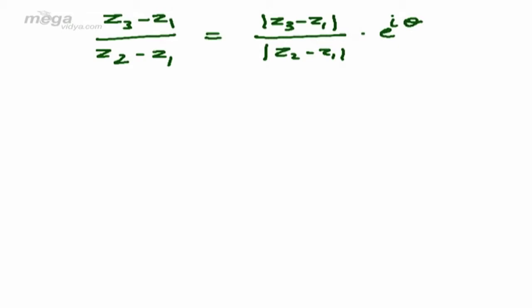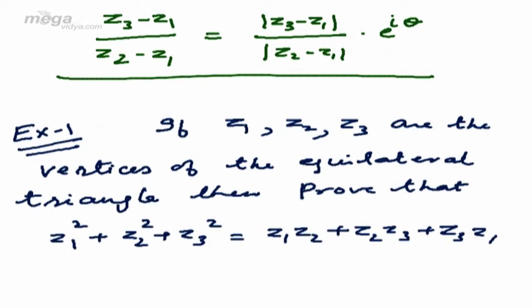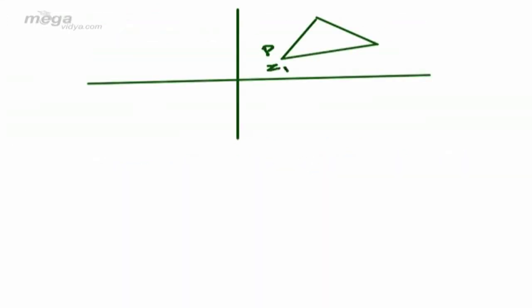Now let us come to the example. Example 1. If Z1, Z2, Z3 are the vertices of an equilateral triangle, then prove that Z1 square plus Z2 square plus Z3 square is equal to Z1 Z2 plus Z2 Z3 plus Z3 Z1. Now let us come to the solution. Vertex P is denoted by Z1, vertex Q is denoted by Z2, vertex R is denoted by Z3. This is an equilateral triangle whose all the sides are the same.